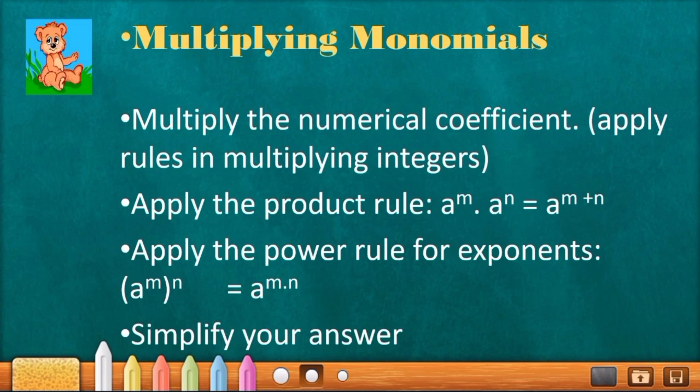Next, apply the product rule of exponent. A raised to m times a raised to n is equal to a raised to m plus n. Third, apply the power rule of exponent. When a power is raised to another power, multiply the exponents. And then last, always express your answer in simplest form.